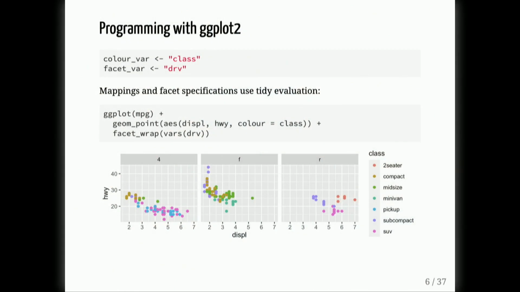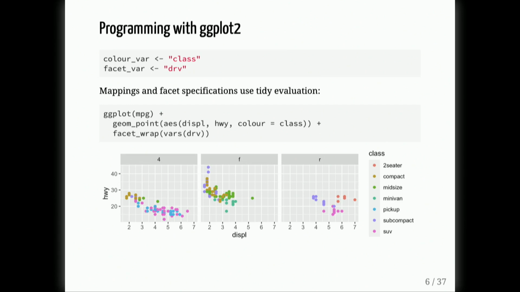But we have this mapping and facet specification that uses tidy evaluation. So ggplot knows that class, for example, is to look for it in the mpg data set, because that's the plot data. And it knows to look for the drv variable in mpg because that's the plot data. But if you put a string in there, it won't do what you expect it to do.